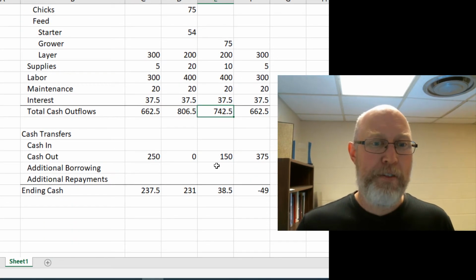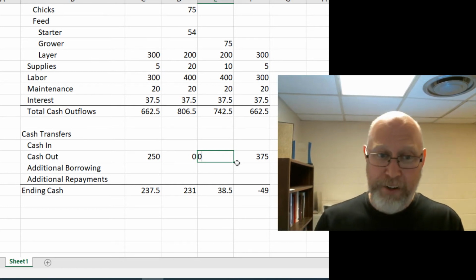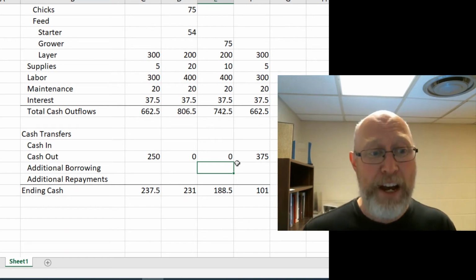All right, cash transfers. My original plan before I caught the error in my spreadsheet was to pull 150 bucks out. I can't do that. In fact, if I pull 0 out, I have 188.5.